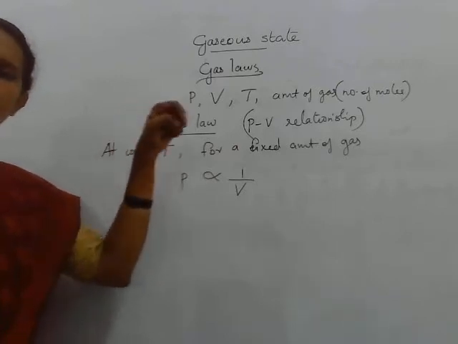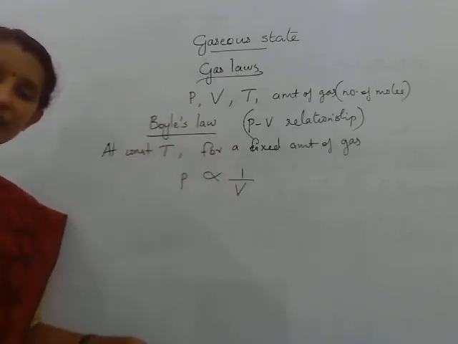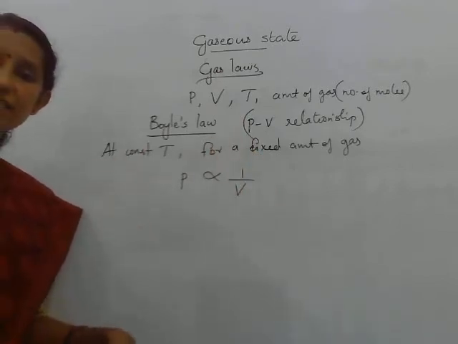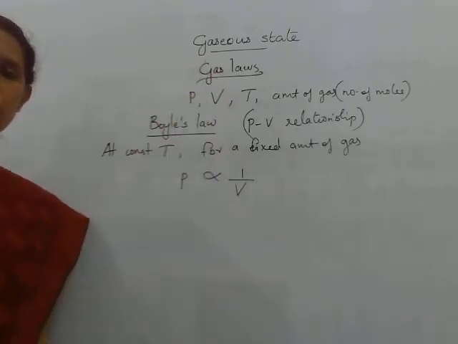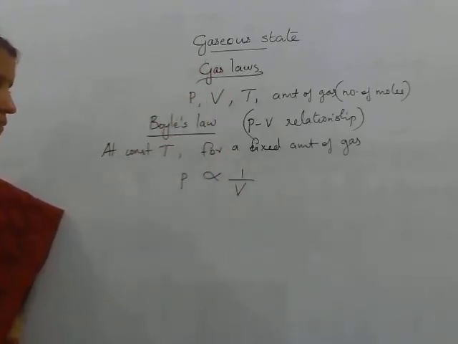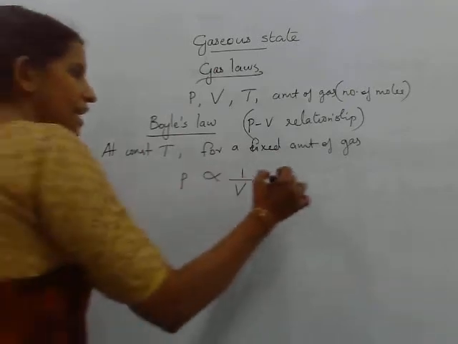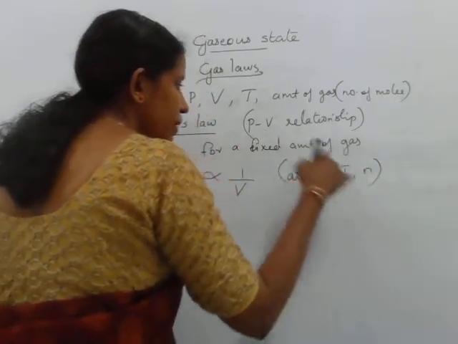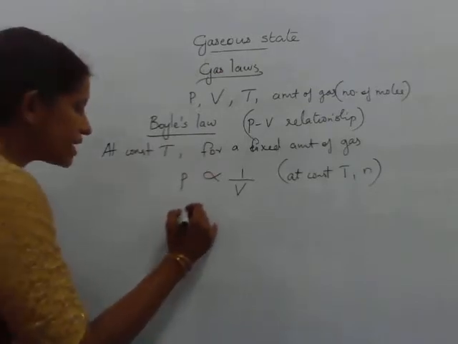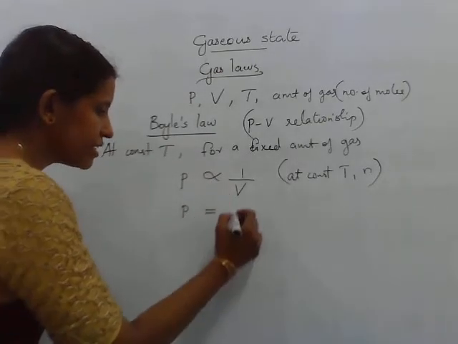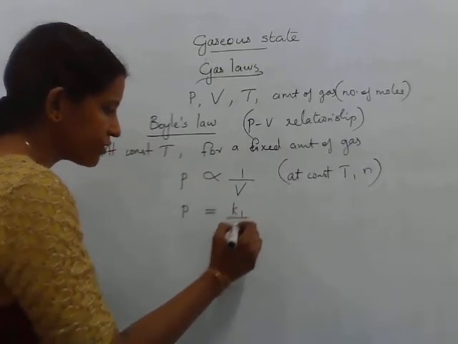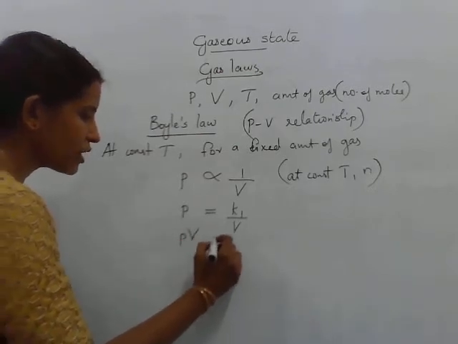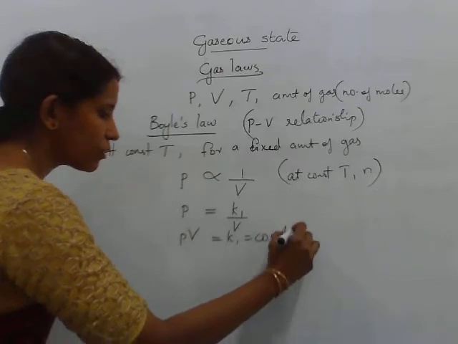When pressure increases, volume of the gas decreases. When pressure decreases, volume of the gas increases. Means when pressure decreases, gases expand and occupy more volume. And this happens at constant temperature and constant number of moles, a fixed amount of gas. If you replace the proportionality sign by equality, we get P equals K1 by V, where K1 is the proportionality constant. If you rearrange this equation, PV is equal to K1. That is, pressure into volume is a constant.